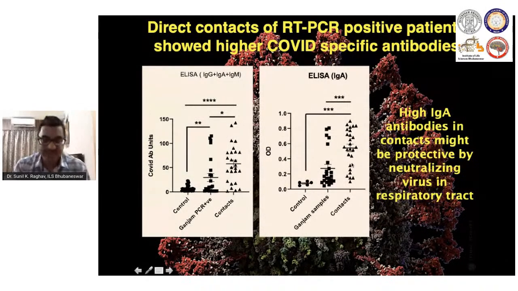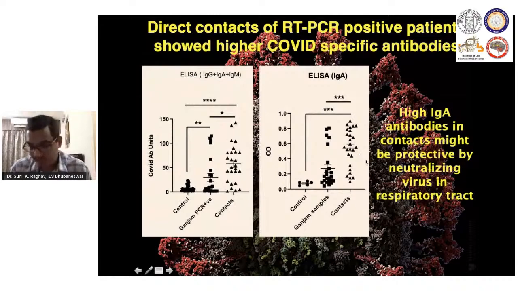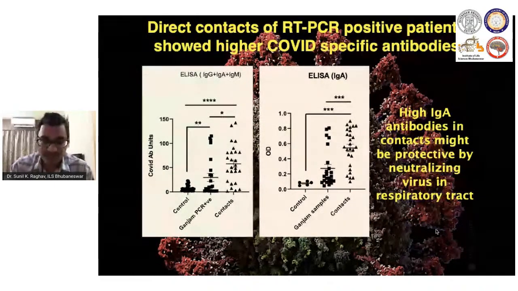But it appears that they got some exposure in the start, but they have the capability to develop very strong antibodies. So that's why they didn't come very positive in our RT-PCR, and they developed antibodies very fast. So they were not contracting the disease.